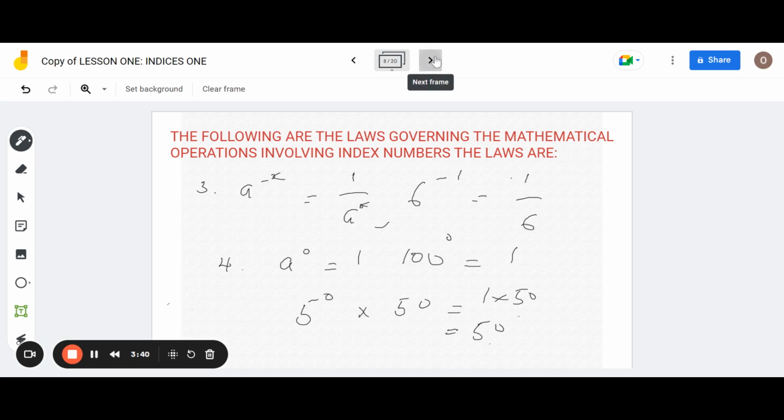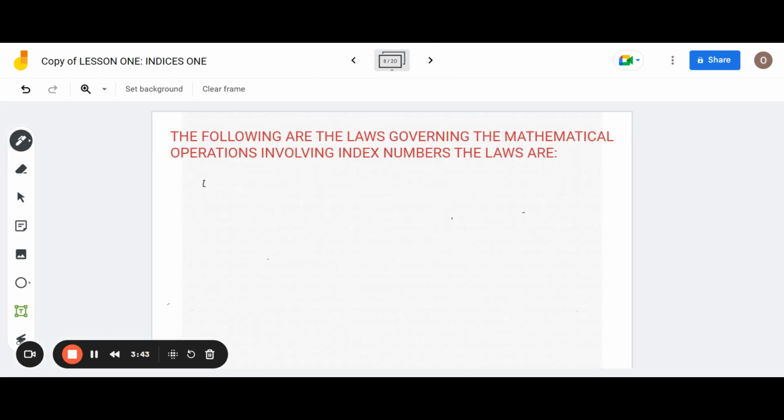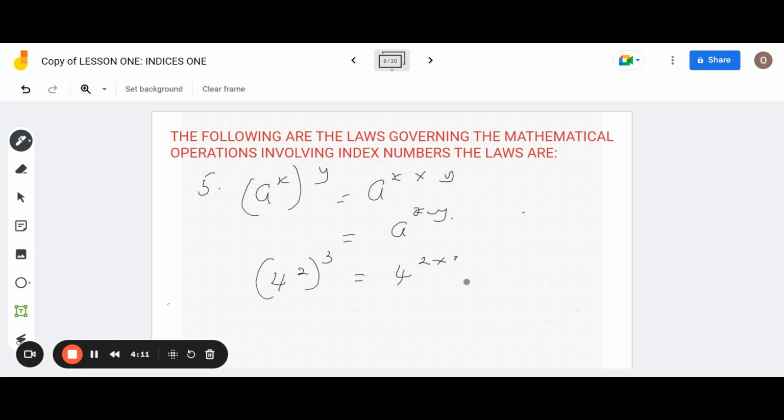The fifth law of indices tells us, number 5, a raised to the power x, all raised to the power of y, equals a raised to the power x times y, which is equal to a raised to the power xy. Then we can have it this way now. Let's say we have 4 raised to the power 2, all raised to the power 3. This simply means 4 raised to the power 2 times 3, which equals 4 raised to the power 6.